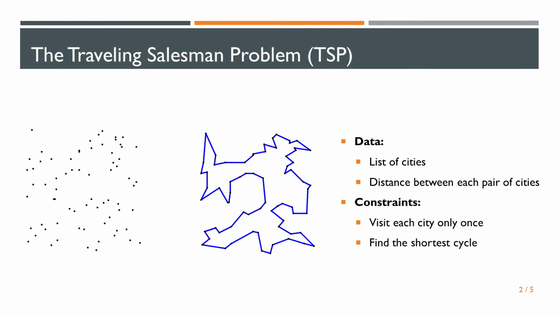The traveling salesman problem is an NP-hard or NP-complete problem, depending on the variant, which has for data a list of cities and the distance between each pair of cities. It is constrained by two constraints. The first is to visit each city only once, and the second is to find the shortest cycle.